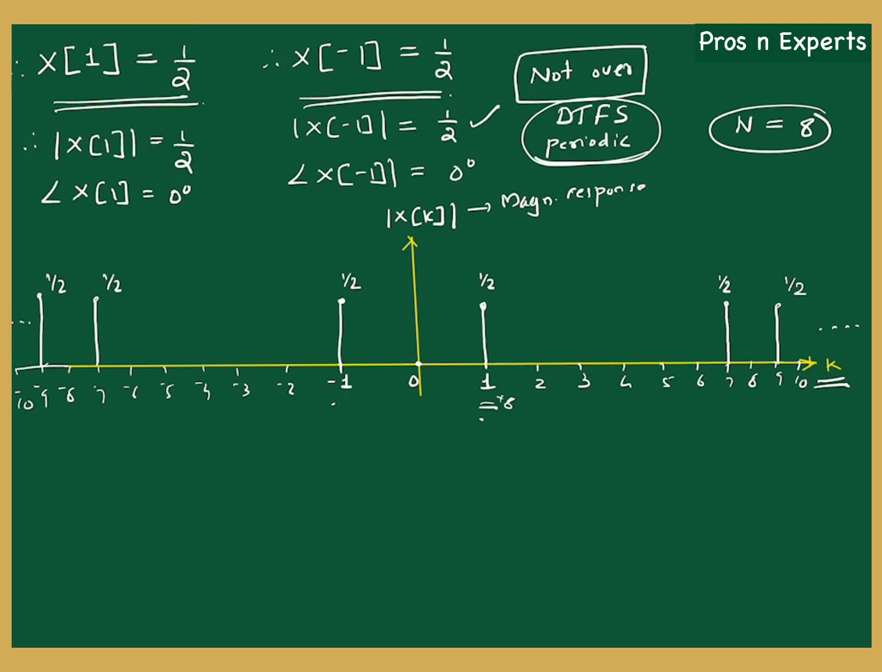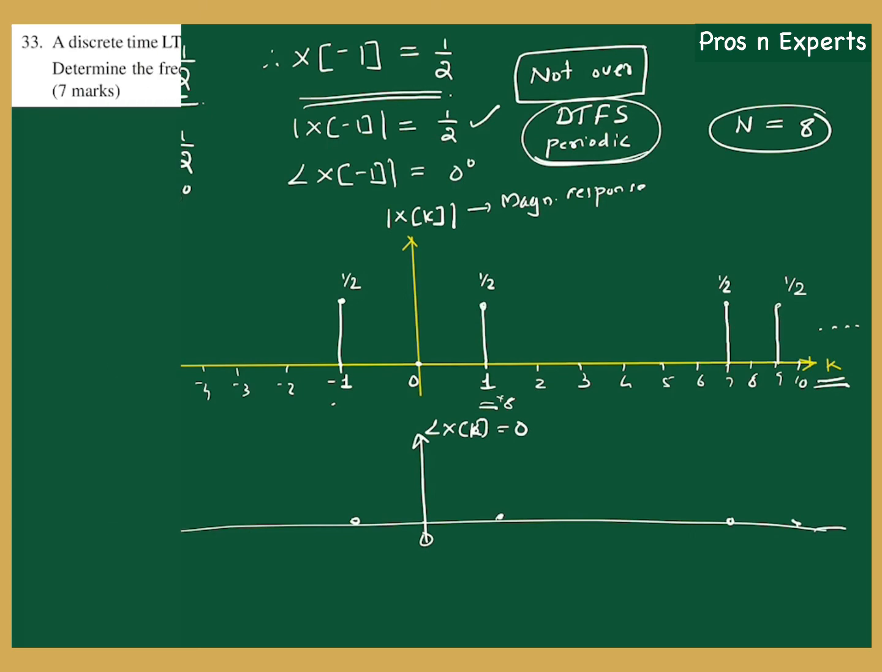And what is the phase response? There is no need to draw it, because the angle of x of k is always 0. So here 0, and again it repeats as 0. It's trivial to draw. So this is the answer to this question.